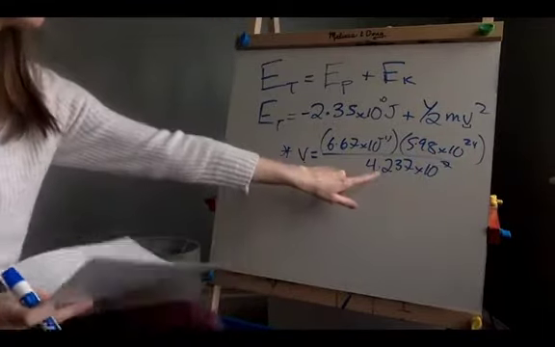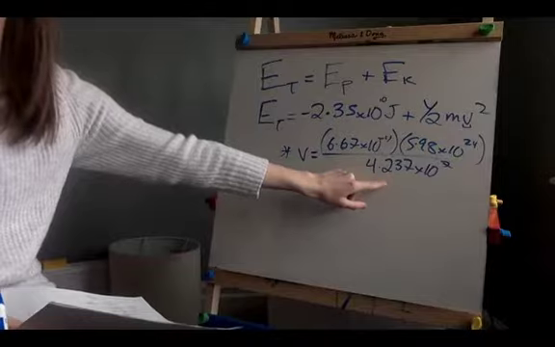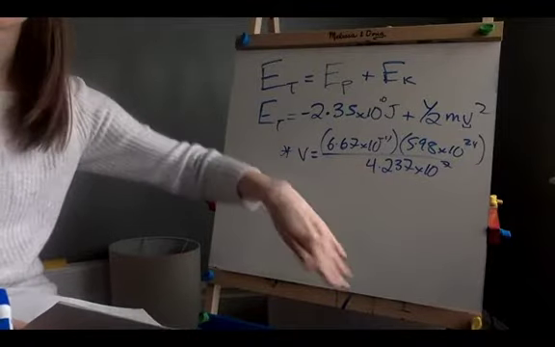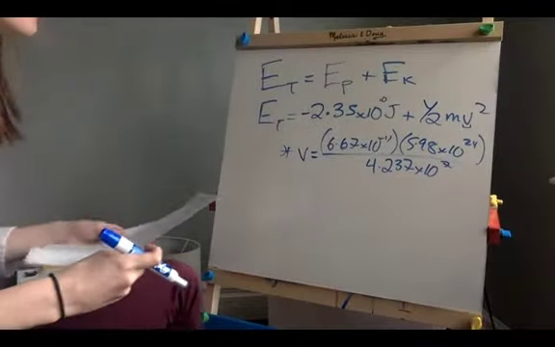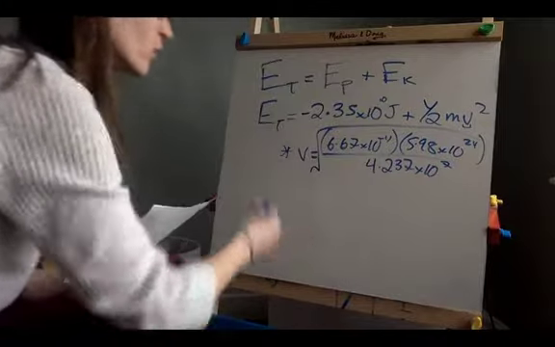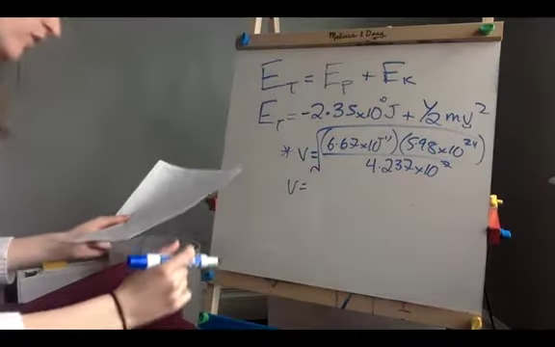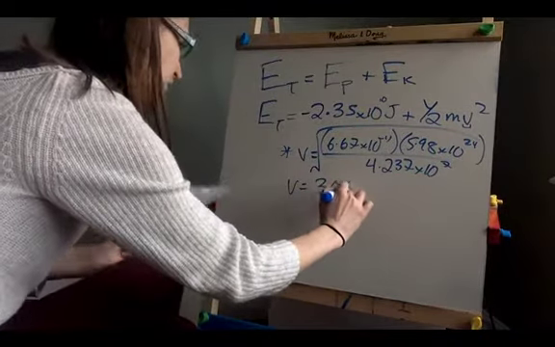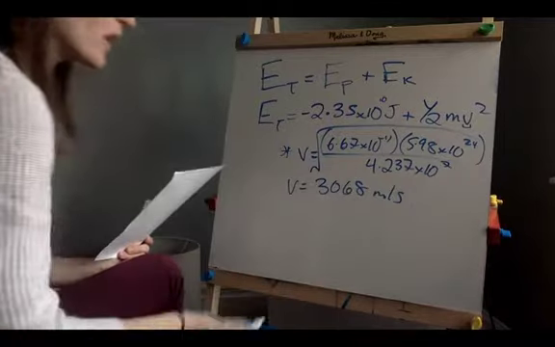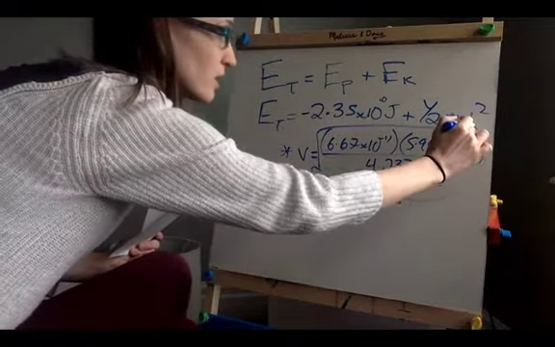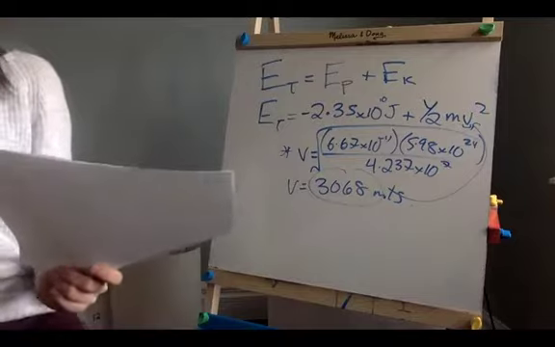And again, that wasn't the radius of the Earth, but the entire distance from the Earth all the way to the satellite. And then that would be square rooted. You do all that math, and you get a velocity of 3,068 meters per second. So that value can get substituted in here.